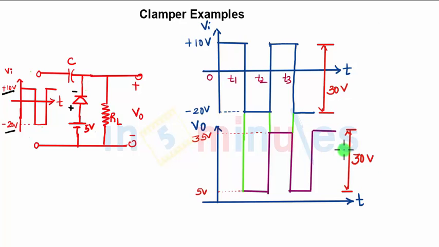That means the swing of the input and output are the same. There is a mere shift of the signal when you apply it to the clamper circuit.